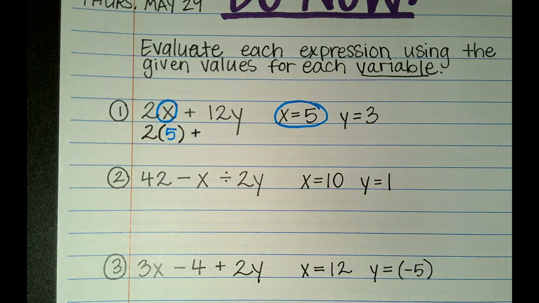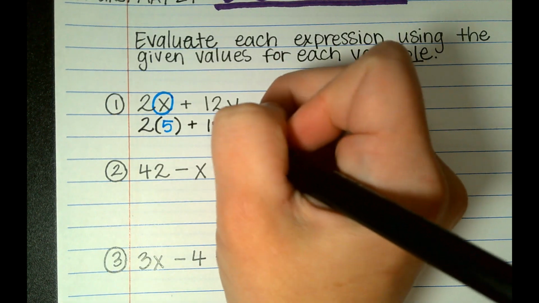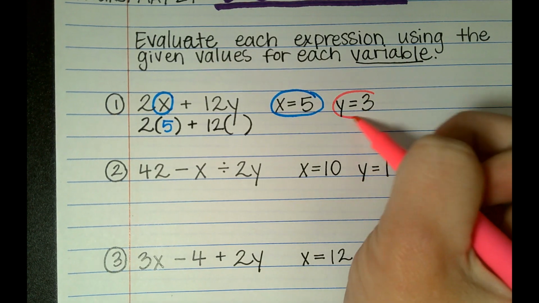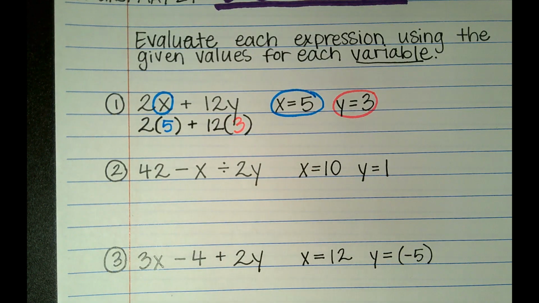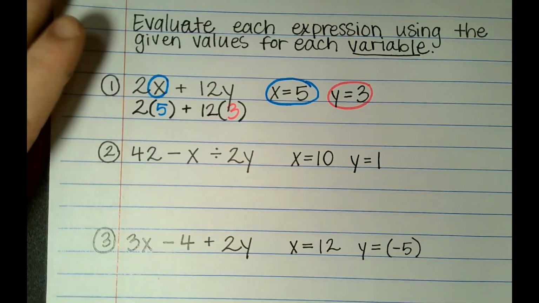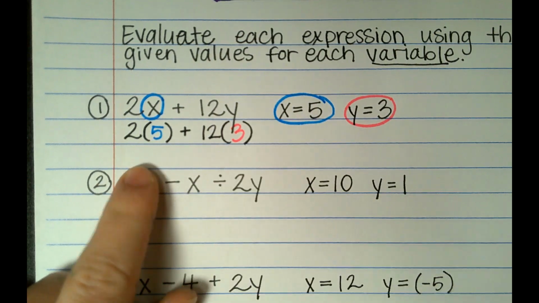Plus. What we got here? 12, 3. Yes. So we know now that y is 3. So instead of 12y, 12 times 3. Okay, so I have my variables, my letters, replaced with numbers. So now we need to use our order of operations, our PEMDAS, and decide what do we need to do first from here.